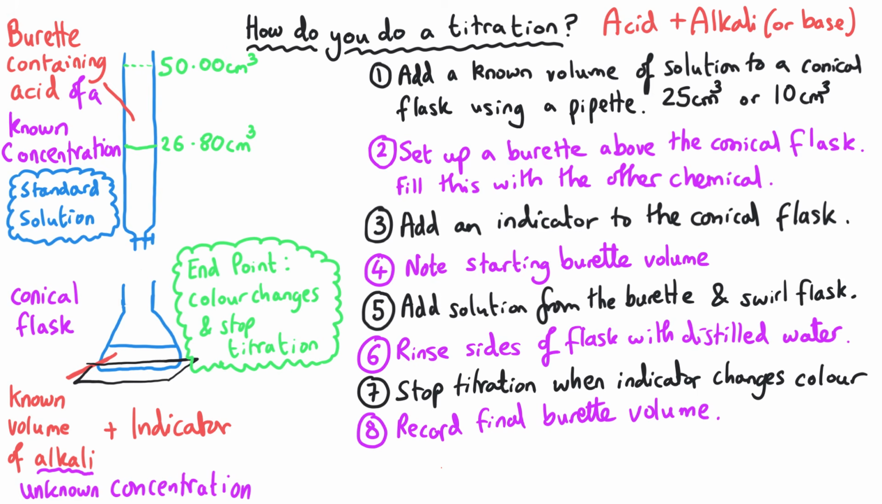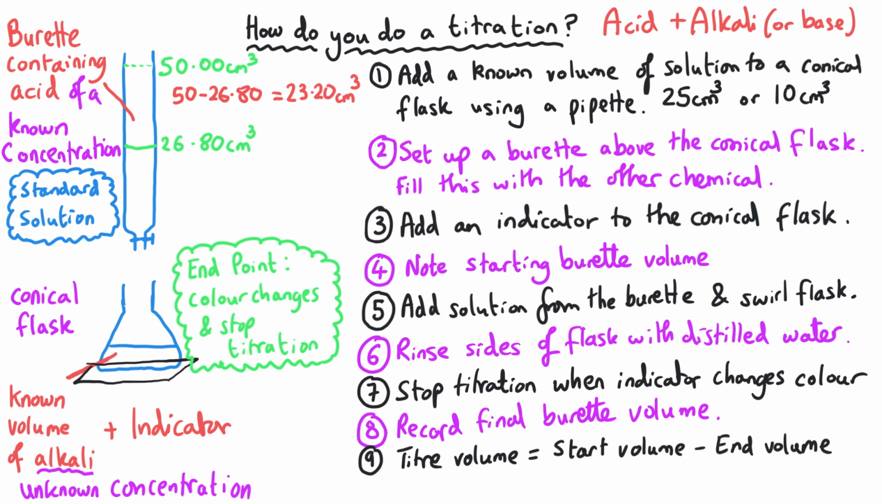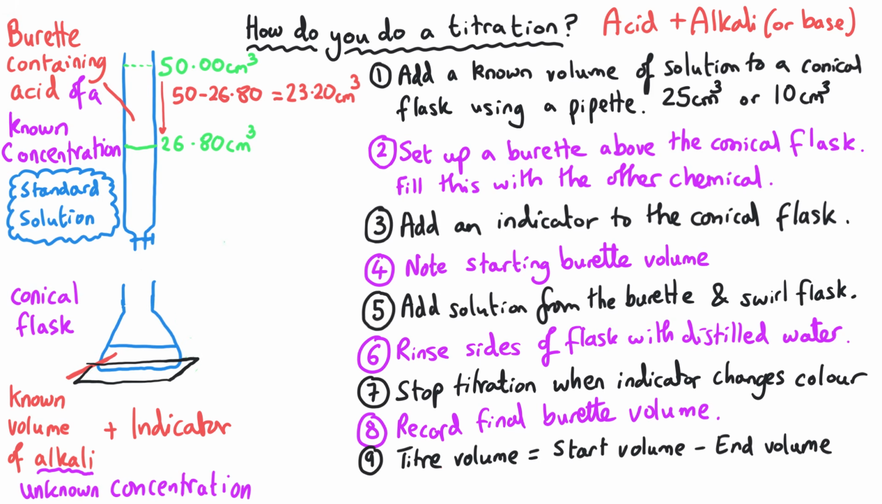What we need to do now is work out the volume of solution that we've added from the burette. This is called the titre volume. To do this, we need to work out the difference between the starting volume and the end volume. And so if we started on 50.00 and it went down to 26.80, the difference between those two numbers is 23.20 cubic centimetres.